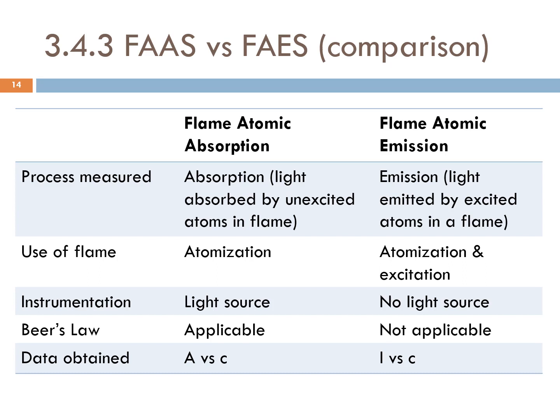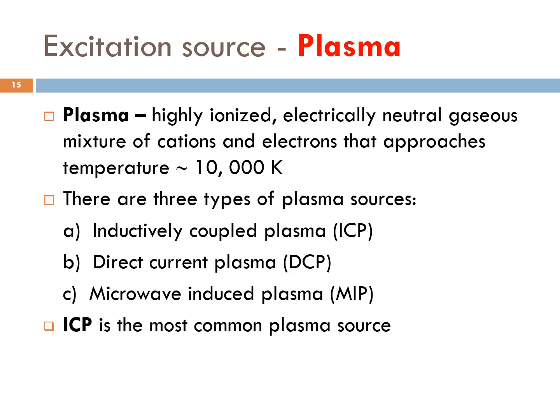Okay, untuk flame, you boleh baca sendiri untuk use of flame. Kalau dalam atomic absorption, dia guna as atomization only. Tapi untuk atomic emission, dia guna as atomization and also as excitation source. Okay, so kita move to plasma. Okay, macam kita tahu, plasma will ada lagi higher temperature if compared to flame.